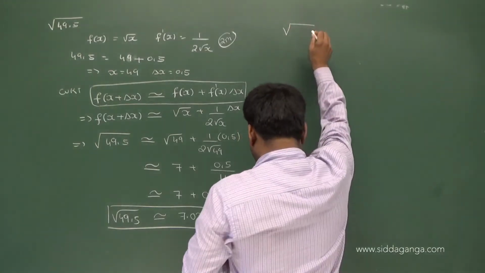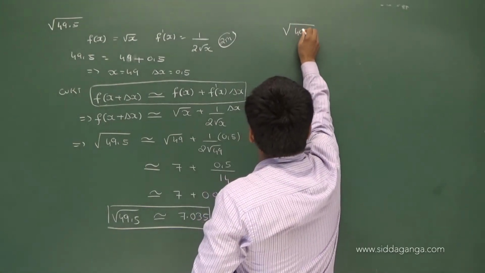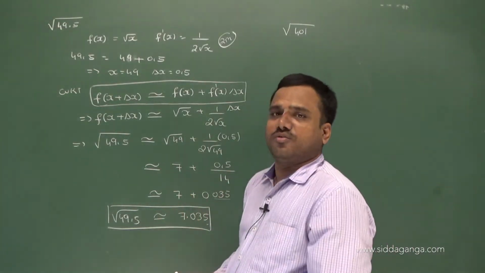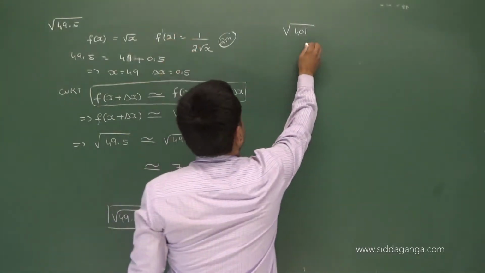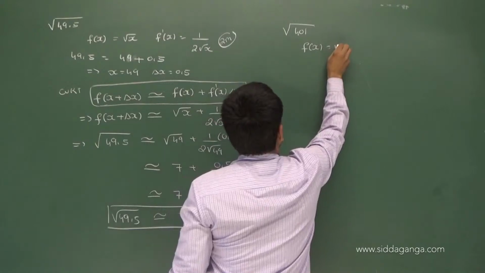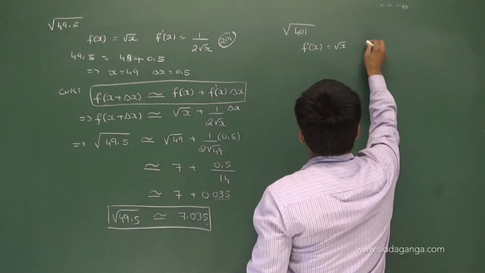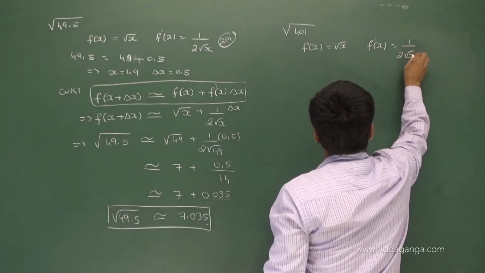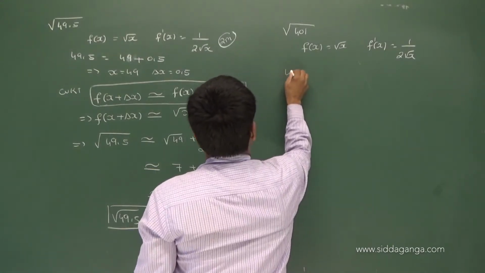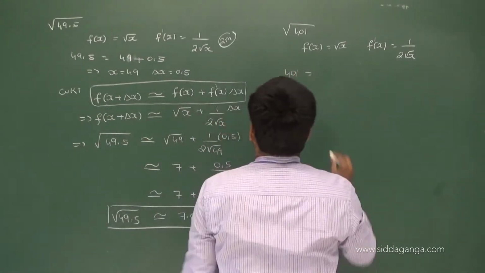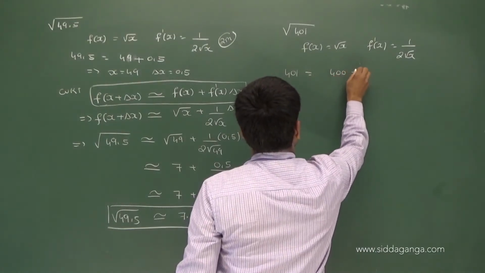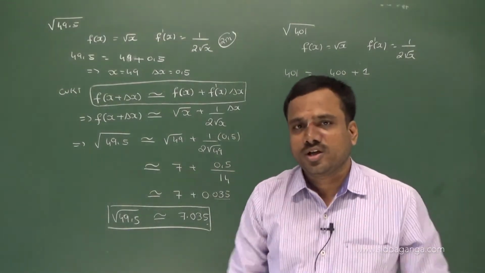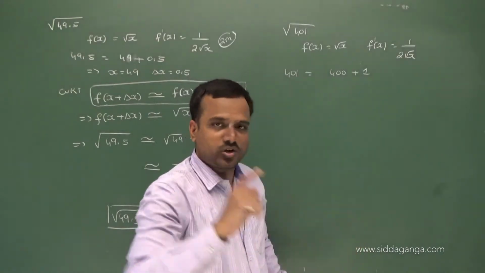Square root of 401. Same procedure. f of x is equal to root x. You also take and you also solve, then only you are perfecting. f dash of x is 1 by 2 root x. So 401, we split 400 plus 1. Correct na? Why 400? 20 square is what? 400.